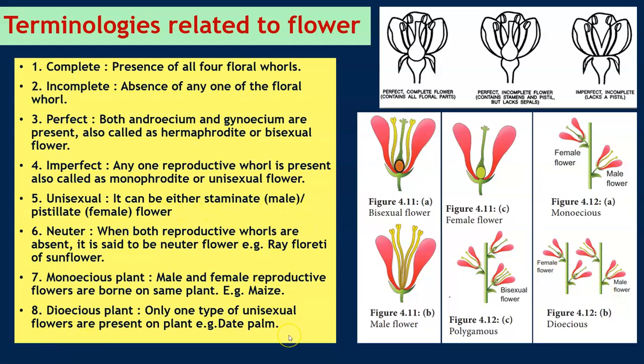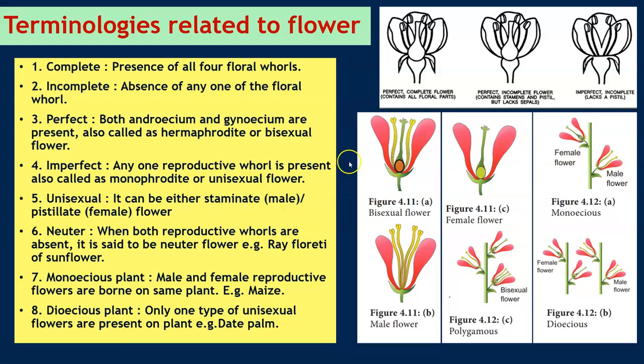So I hope you've understood these terminologies. Just to give you a quick recall again: the complete flower where all the whorls are present, incomplete flower where any one of the whorls is absent. Then we have the perfect flowers where both the androecium and gynoecium are present. So in this case, these two are perfect flowers, but this one is an incomplete one because one of the floral whorls is missing.